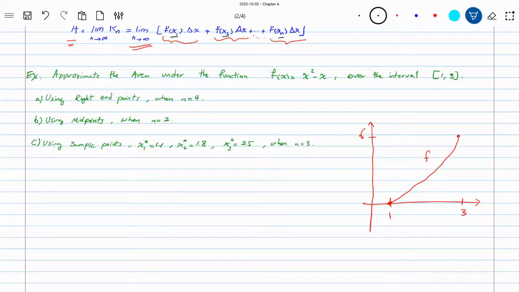Okay. Let's answer part A. Using right endpoints, when n equals 4, approximate the area under the curve. So n is given as 4, and you want to use the right endpoint.